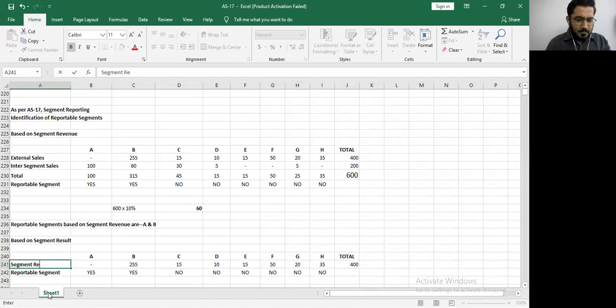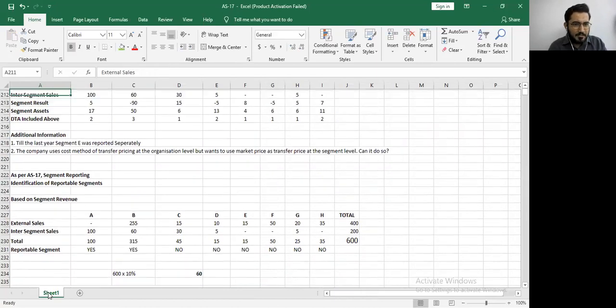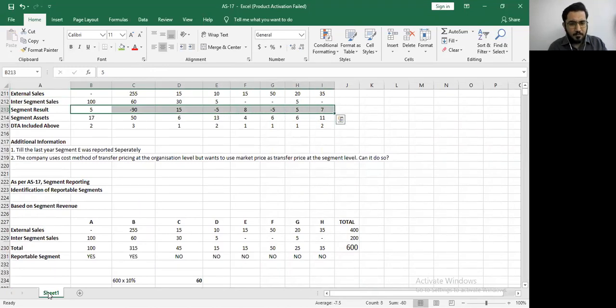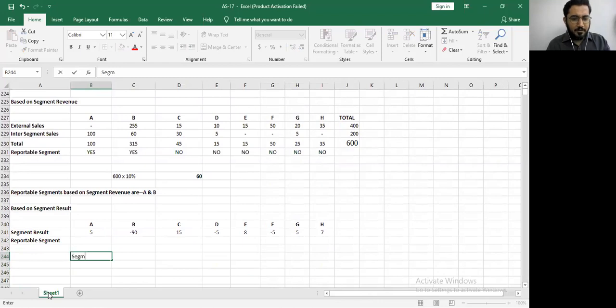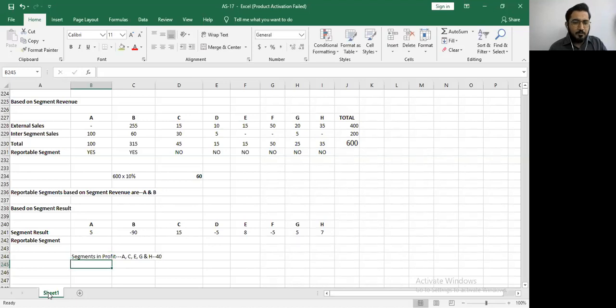Look at the question. You have segment result. Let's try and find out what are your segments in profit. Your segments in profit are A, C, E, G, and H. Make the total of these, and it will come to 40. 5 plus 15 is 20, then you have 28. 28 plus 5 is 33, and 7 you get 40.